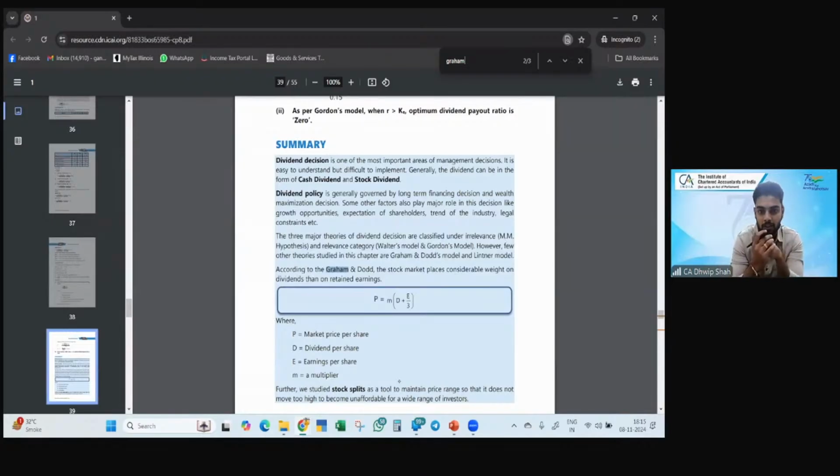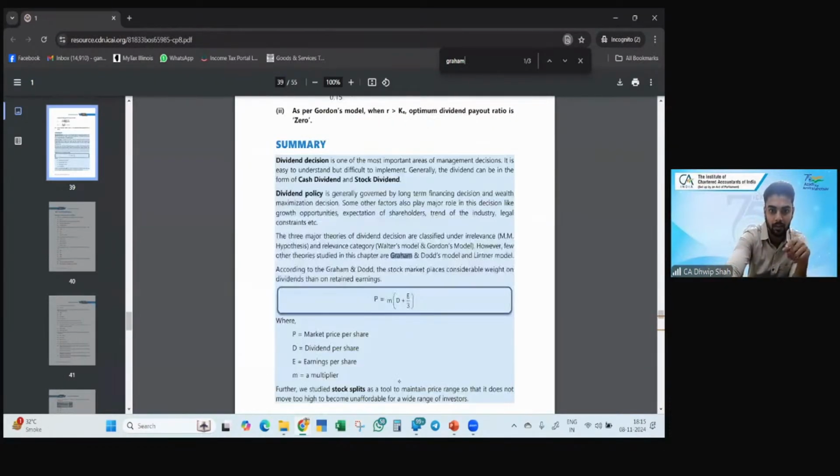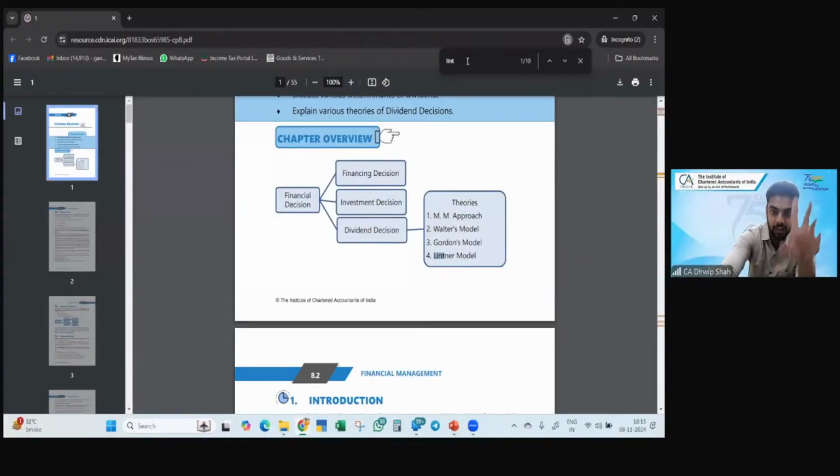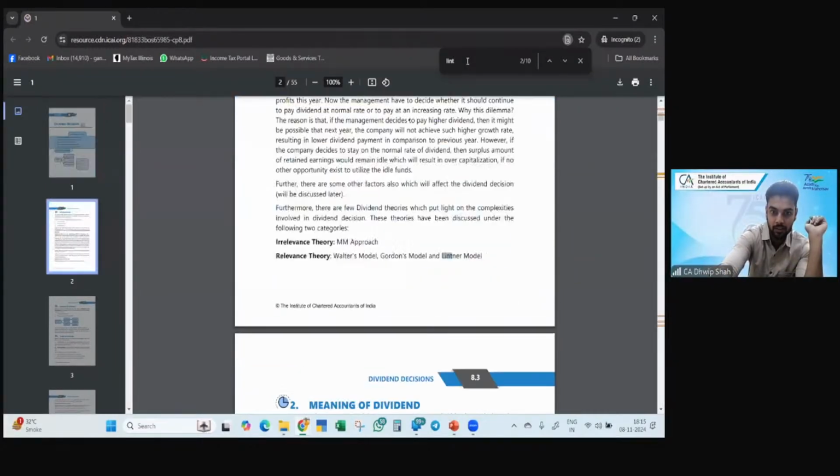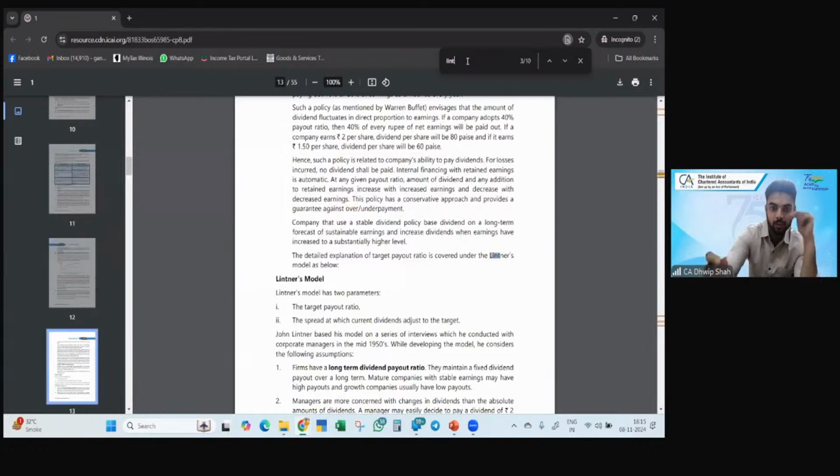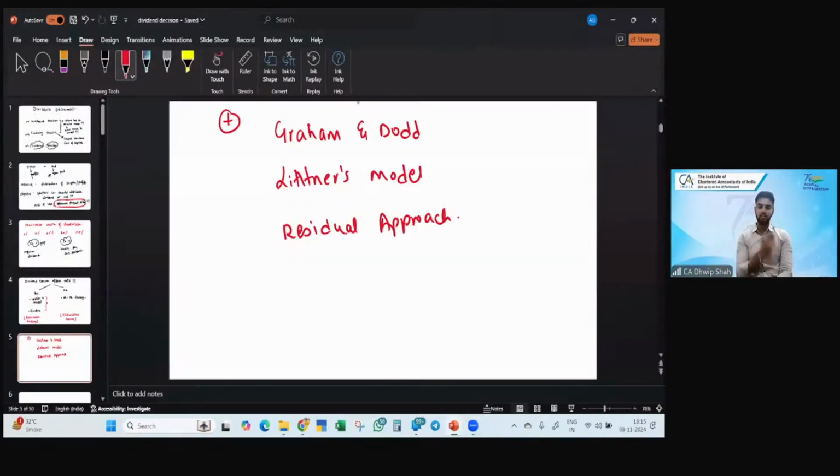Can you see Graham and Dodd? Can you see the formula? And then can you see Lintner? Can you see Lintner's model? So it is there, don't worry. So we have to learn this.